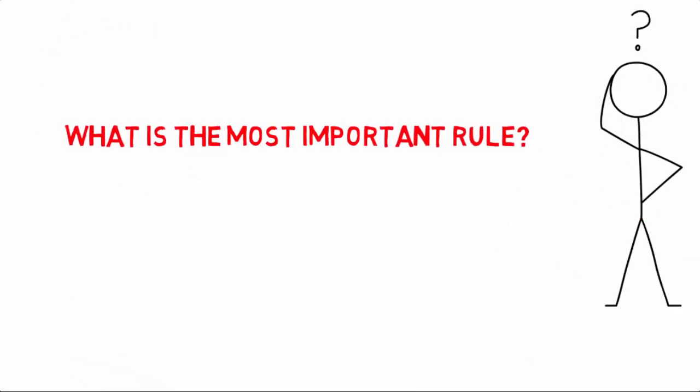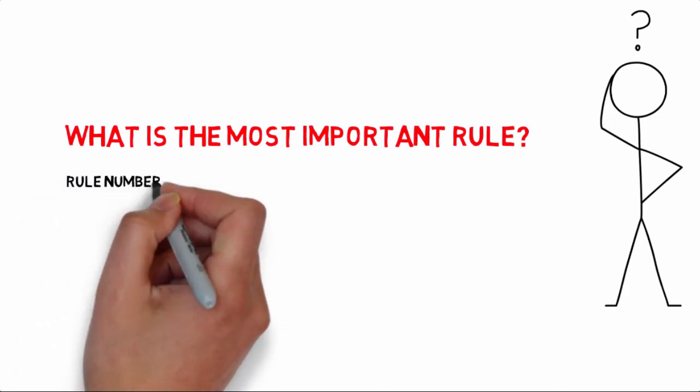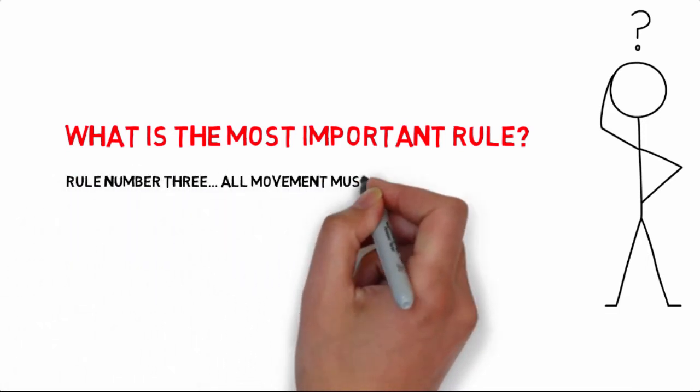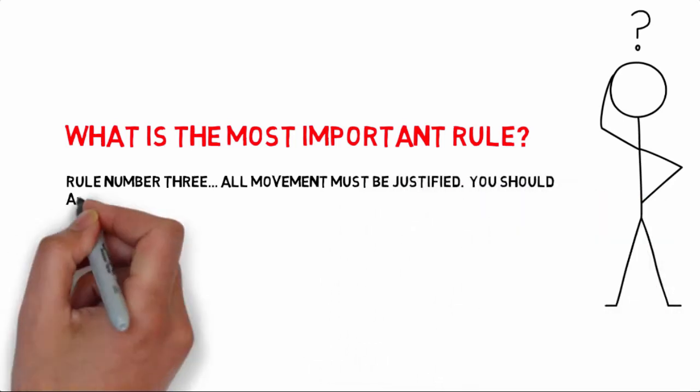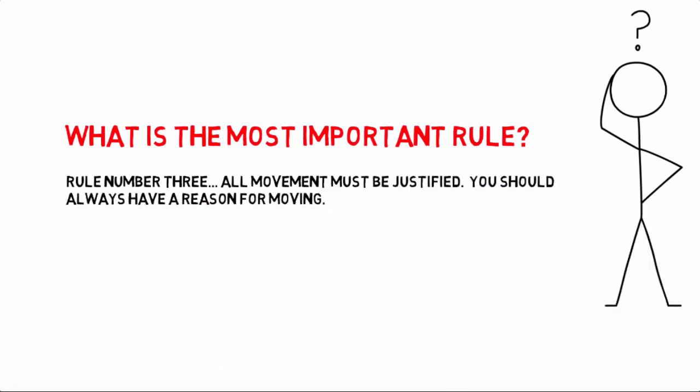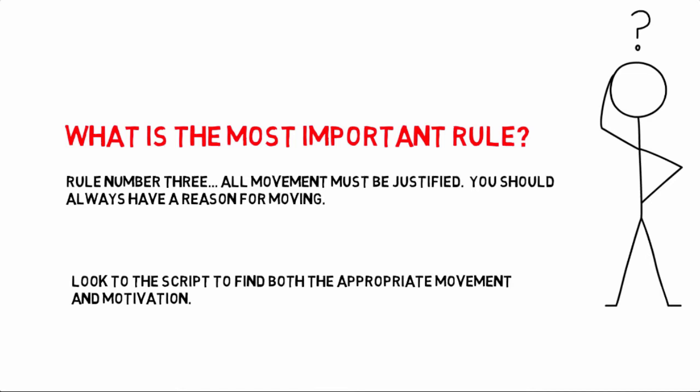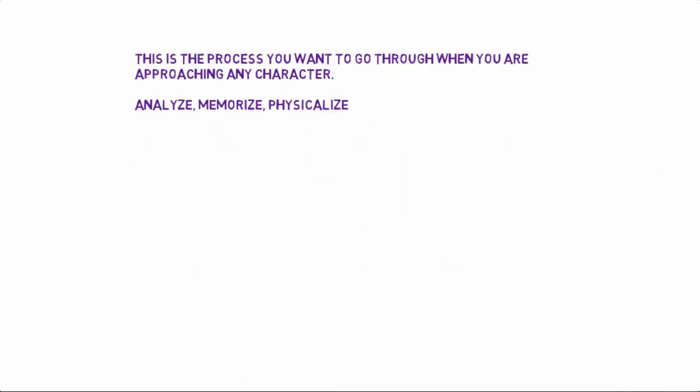What is the most important rule? Well, of those rules that have to do with movement, rule number 3. I can't stress this enough. All movement must be justified. You should always have a reason for moving. Look to the script to find both the appropriate movement and the motivation.